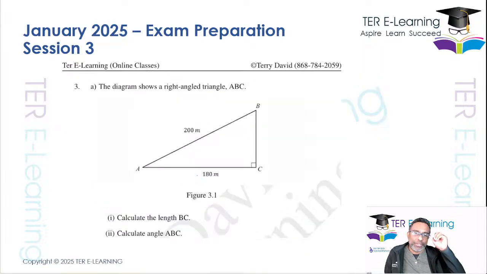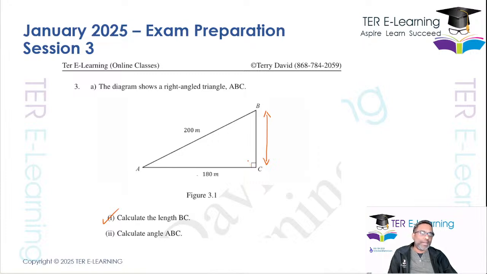Third question here now. We have a right angle triangle, right? And we have some lengths on it here. We have 200 meters, 180 meters. And the first thing we want to calculate is the length BC, right? So that is this length here, right? Now, because it's a right angle triangle, we can use Pythagoras' theorem in order to work this out.